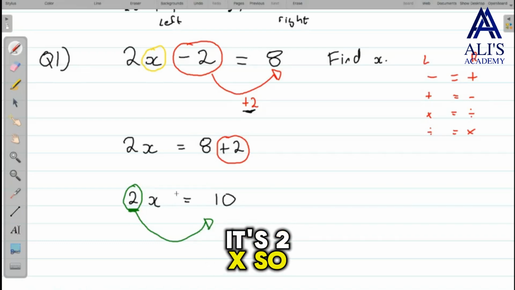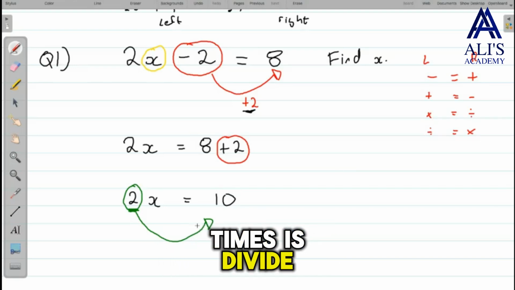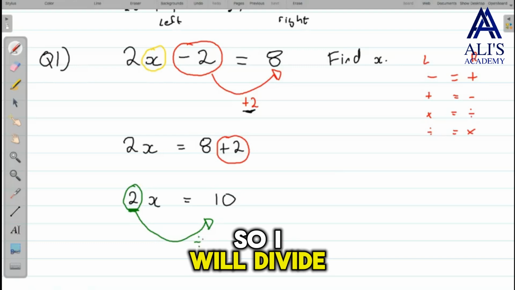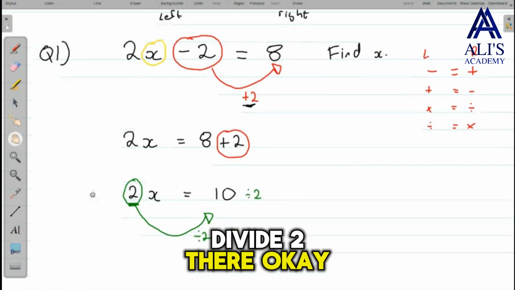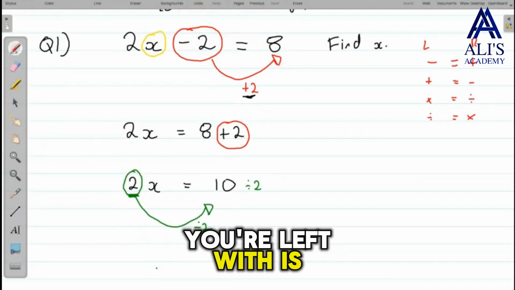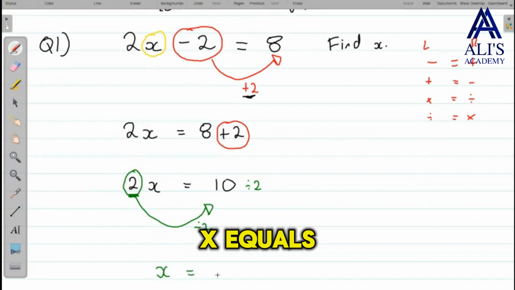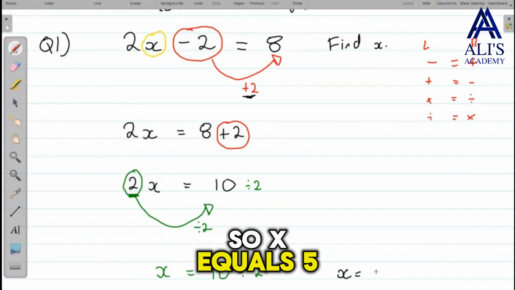It's 2x. So that means it's 2 times, right? So I check my table. The opposite of times is divide. So I will divide 2 here, divide 2 there. Okay, so now that 2 is gone, the only thing that you're left with is x equals 10 divided by 2. And then I know 10 divided by 2 is 5, so x equals 5.